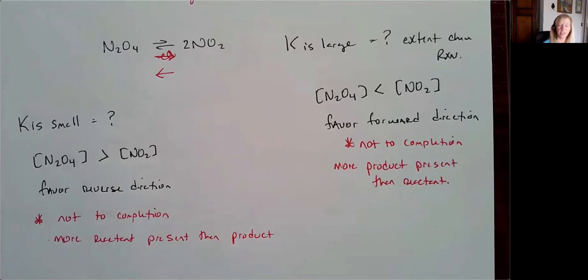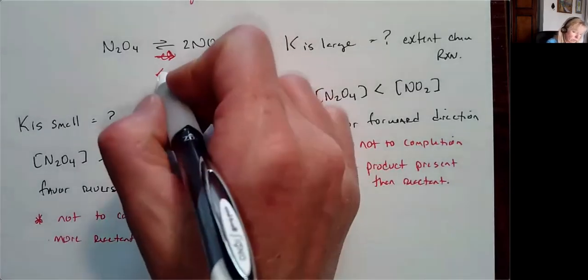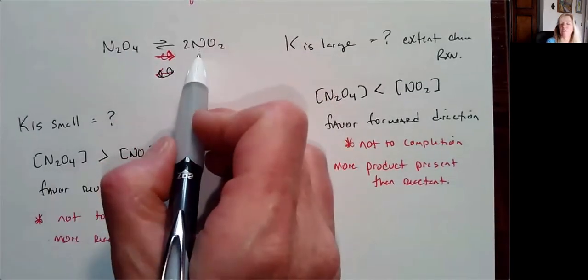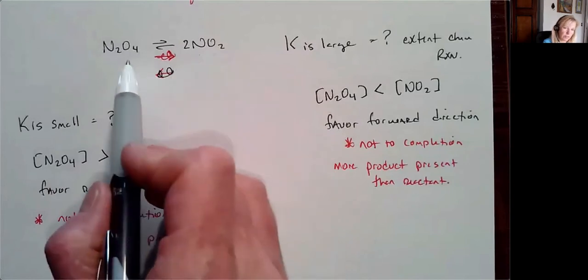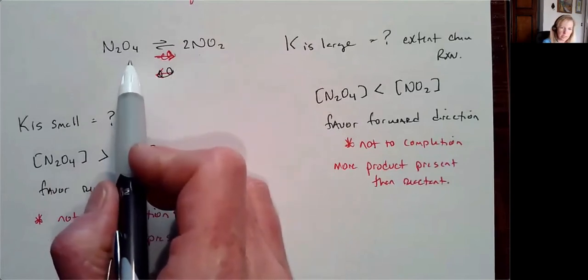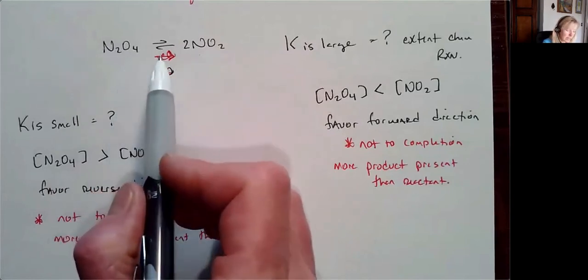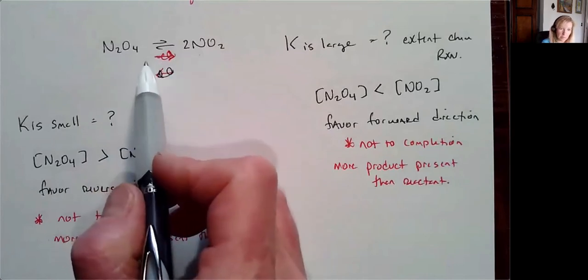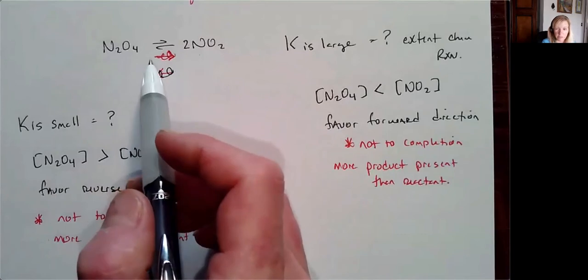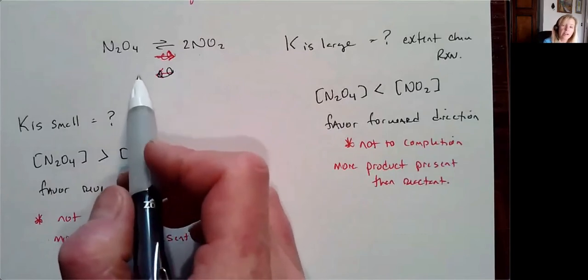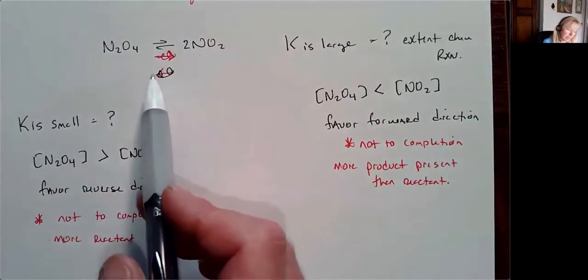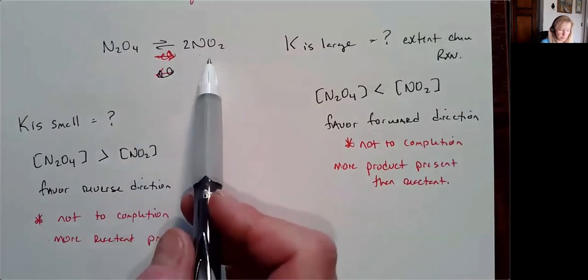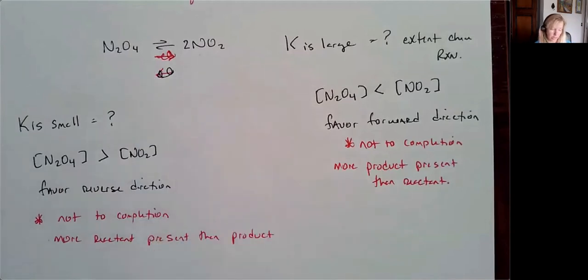The larger your K value, the more you're favoring this forward direction. The smaller your K value, the more you're favoring this direction. And so K is always going to be a positive value. It can be greater than 1. It can be really small. It can be 0.0000004, but I'm still going to have a little bit of product present even in a really small K scenario.